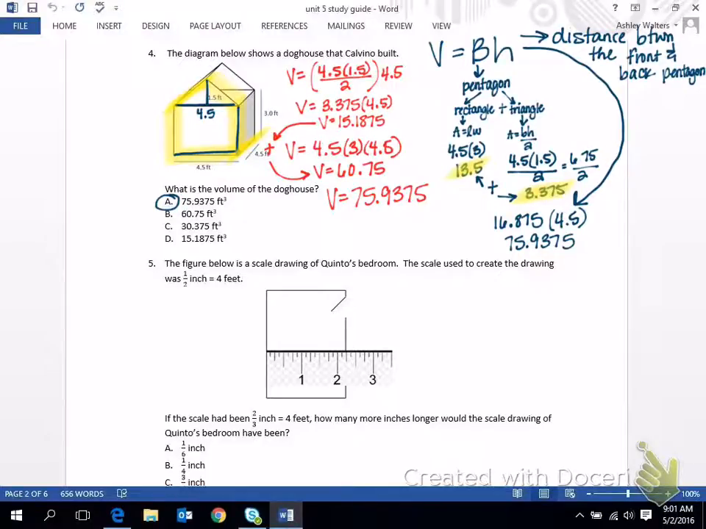If you take a look at the work done in red, this shows you what it would be if you found the volume of the triangular prism on top and combined it with the volume of the rectangular prism on the bottom. You can see that you find the same volume regardless of whether you found the area of the base, which is the pentagon, times the height of the prism, or if you broke it down into two different three-dimensional shapes. You get the same answer either way.